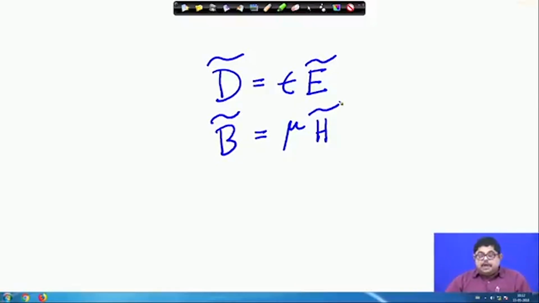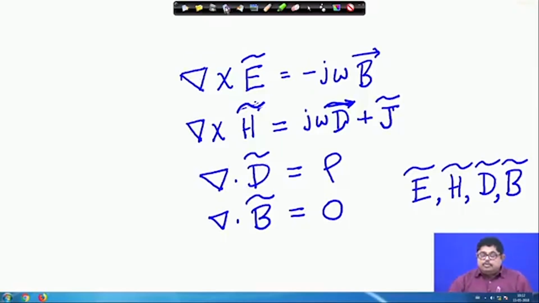So, now we want to go back and eliminate D and B. But here you see there is a problem: even if I eliminate B from here by using that constitutive relation, there will be H coming here. So, the curl of E is specified in terms of basically the magnetic field H.